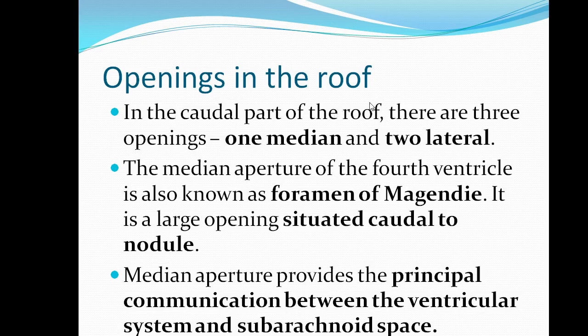Openings in the roof. In the caudal part of the roof, there are three openings, one median and two lateral. The median aperture of the fourth ventricle is also known as the foramen of Magendie. It is a large opening situated caudal to the nodule. The median aperture provides the principal communication between the ventricular system and the subarachnoid space.